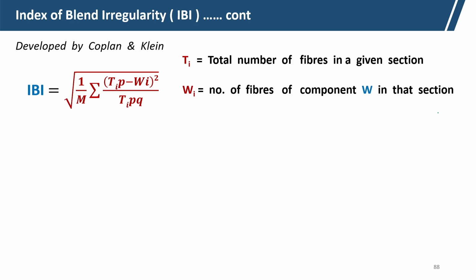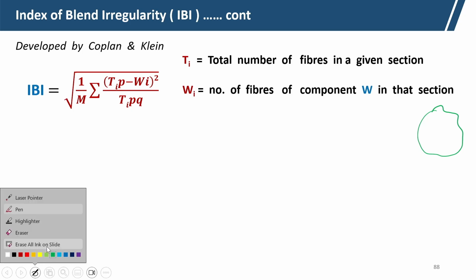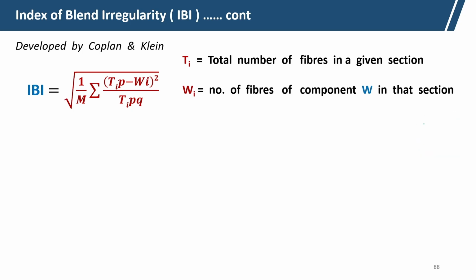Suppose we are taking one particular section. Here the total number of fibers is T. Suppose the total number of fibers is 100 in the cross section, and Wi is the number of fibers of the W component. So, 30 fibers are there as Wi, say polyester.